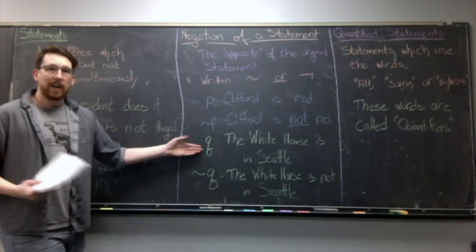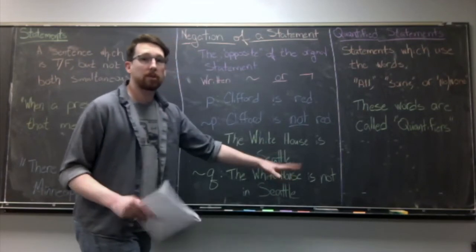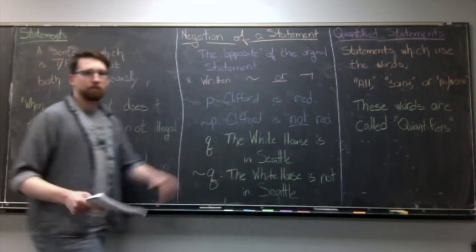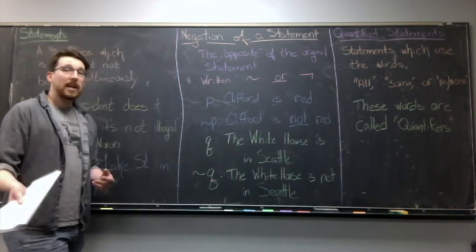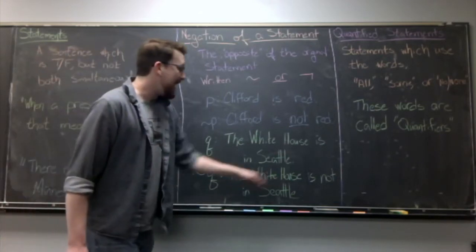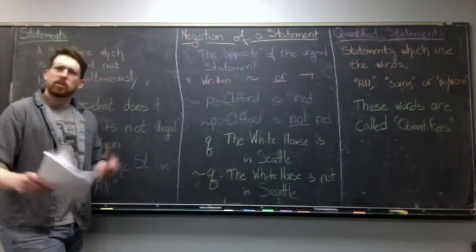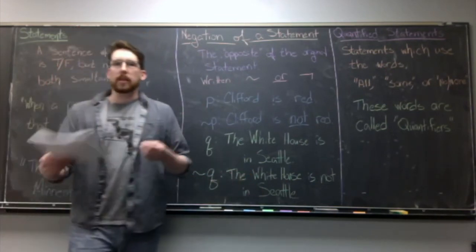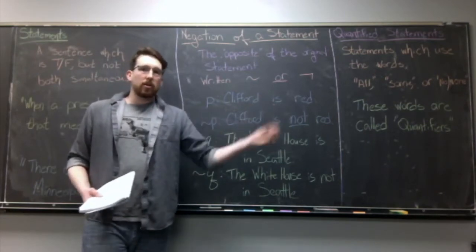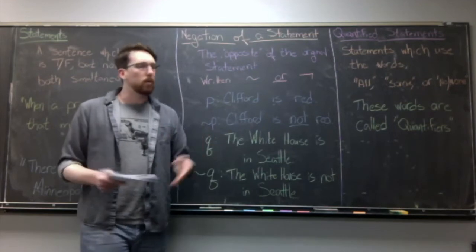Next example, we've got Q being the statement, the White House is in Seattle. Definitely not true. If we were to negate that, we would say that the White House is not in Seattle, which is true. So this is where this idea of opposite is coming from. It is quite literally the opposite in its truth value.